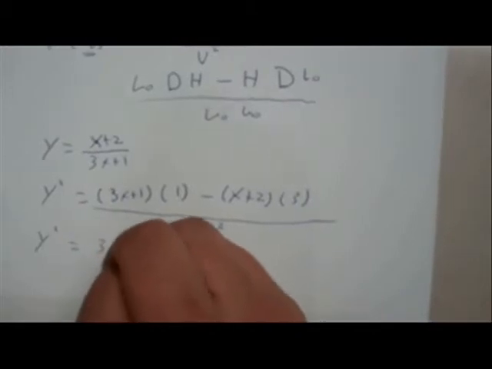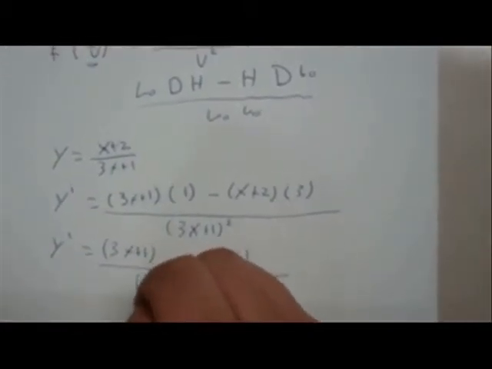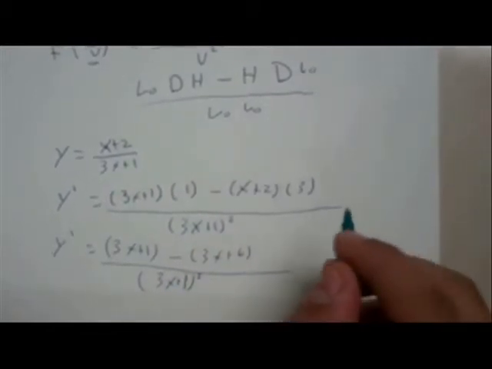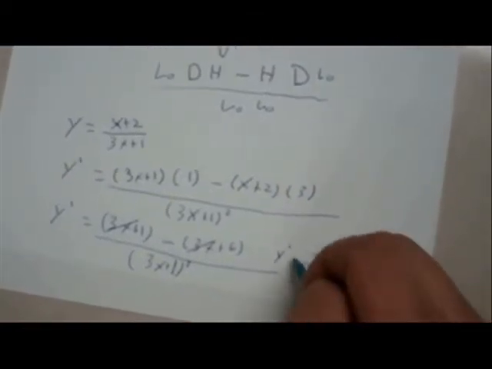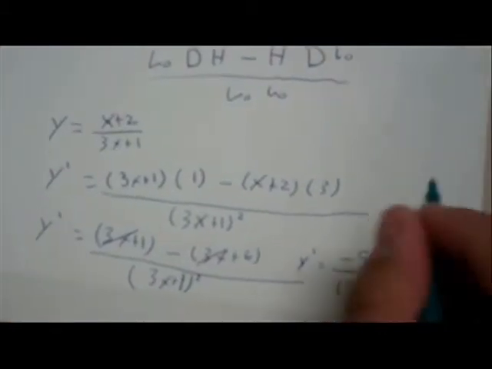Then you basically simplify. You say y prime equals 3x plus 1 minus 3x plus 6, over 3x plus 1 squared, and then the 3x cancels with the 3x, and your final answer is going to be y prime equals negative 5 over 3x plus 1 squared. And that's your final answer. That's how you do the product and the quotient rule.